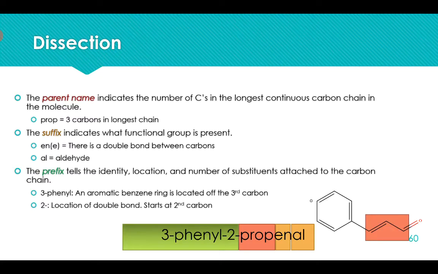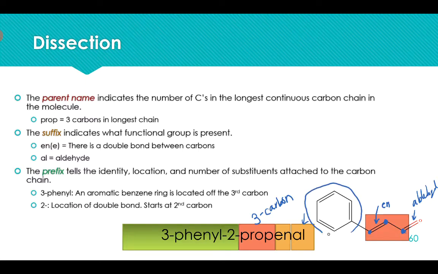So let's take that cinnamonaldehyde name and dissect it a bit. In this name, it has propenal. The prop means a 3 carbon long chain, indicated by 1, 2, 3 carbons here. Ene indicates that there's a double bond. Al indicates that there's an aldehyde. And so that gets into the suffix because that's part of the main functional group.